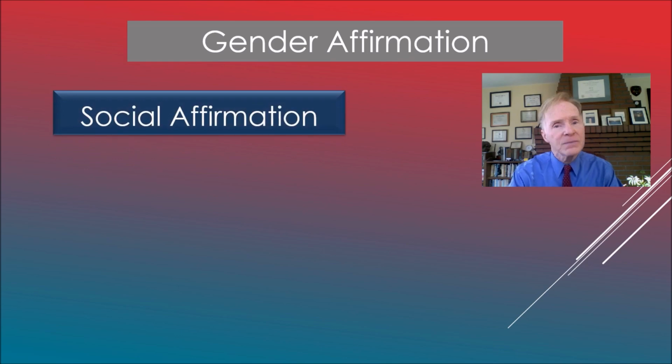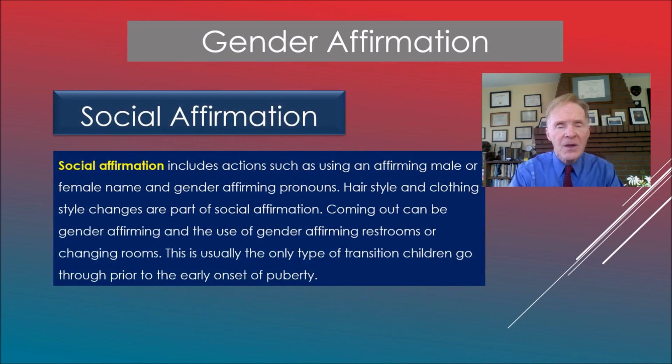The first one is social affirmation. Social affirmation includes such actions as an affirming male or female name and gender-affirming pronouns. Hairstyle and clothing styles change as part of the social affirmation. Coming out can be gender-affirming, and the use of gender-affirming restrooms or changing rooms. This is usually the only type of transition children go through prior to the early onset of puberty.